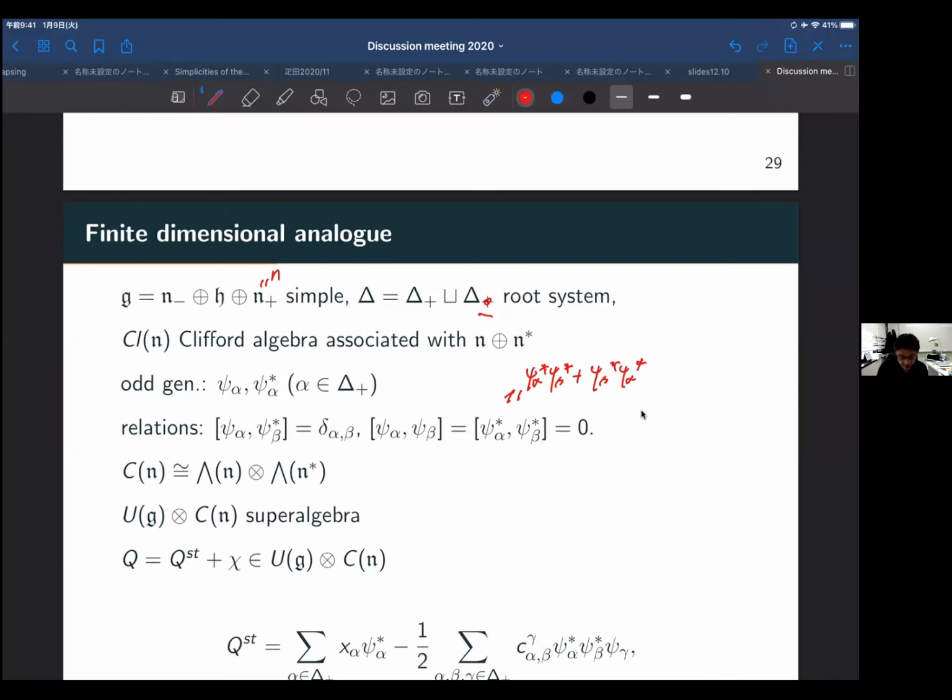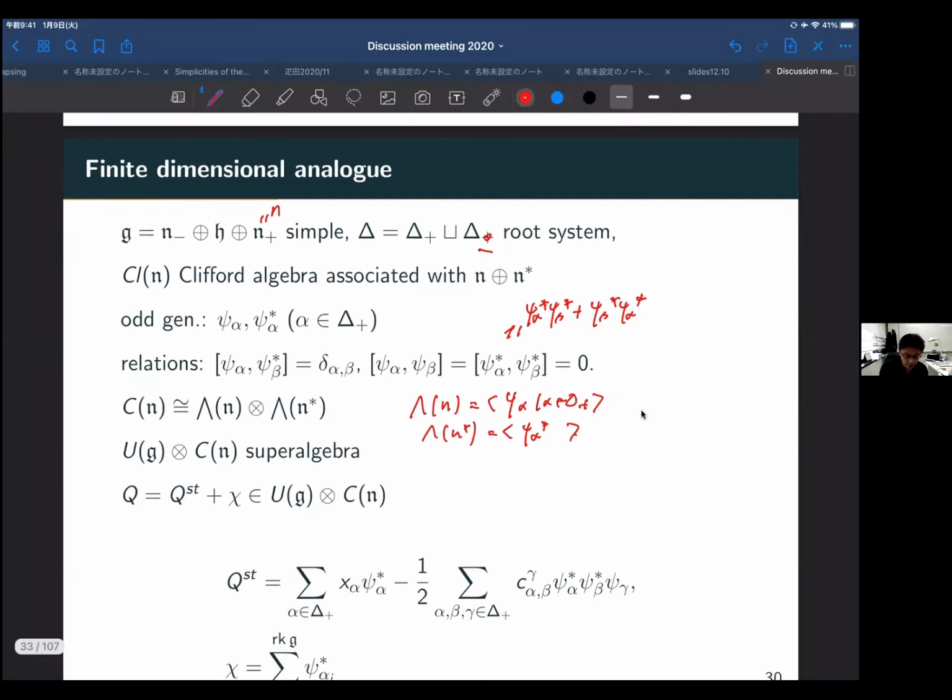And so as a vector space, this is isomorphic to a tensor product of the Grassmann algebra of n and the Grassmann algebra of n star, where I think of a subalgebra generated by these symbols. And so the dual one is this one. And then the tensor product of U(g) and this Clifford algebra is naturally a superalgebra. So these two commute.